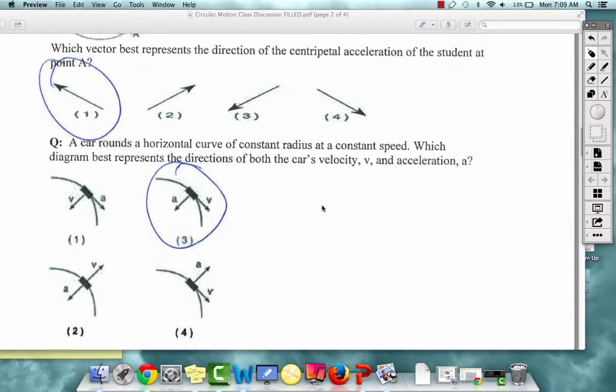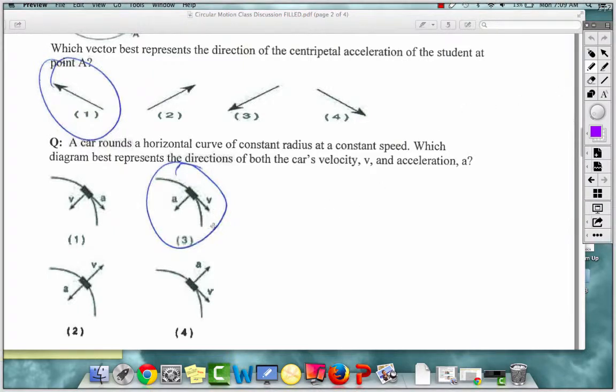Here's another question. A car rounds a horizontal curve of constant radius at a constant speed. Which diagram best represents both the car's velocity and the acceleration? This maybe will involve a little bit of explaining here. The acceleration still is always directed to the center, so there's the arrow pointing towards the center. But the velocity vector is always what's called tangent to the circle.